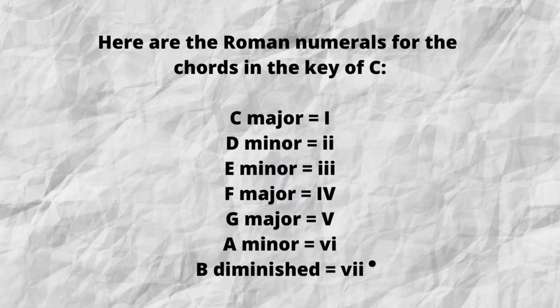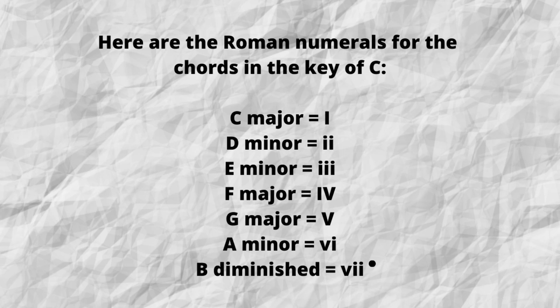So we're going to do some examples. All of our examples in this video are going to be in the key of C because that's the easiest key with no sharps or flats. Here are the Roman numerals for the chords in the key of C. C major is represented by a capital I, right? Roman numeral 1 capitalized. D minor, lowercase ii, Roman numeral 2.